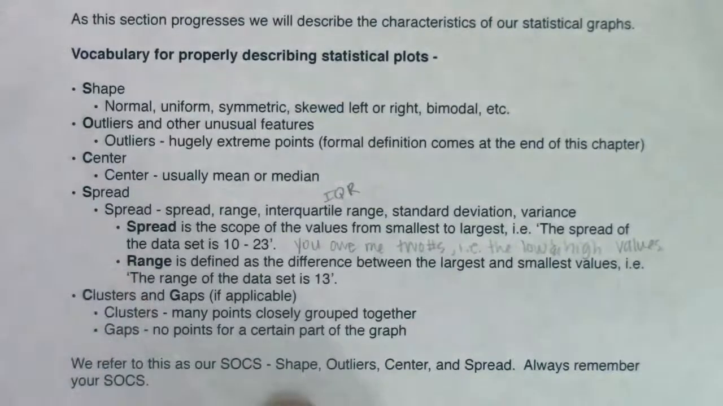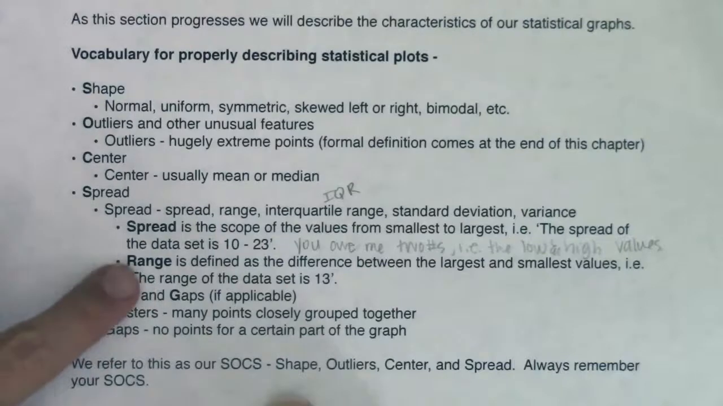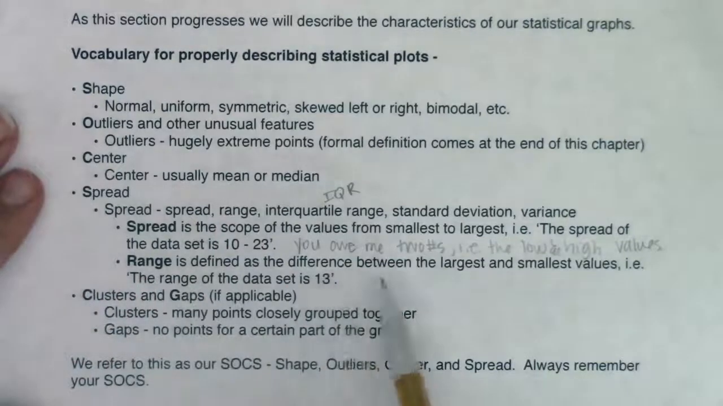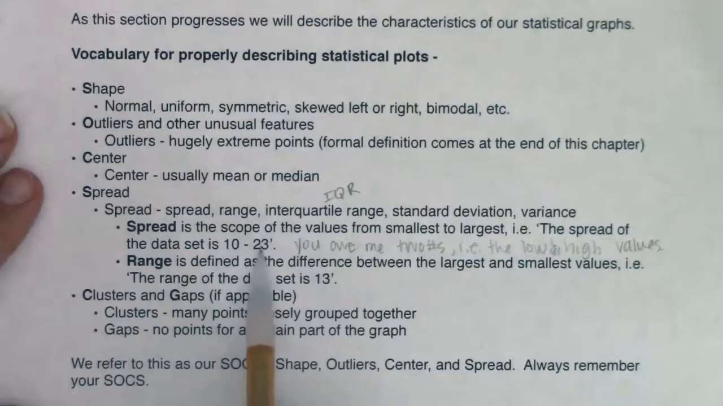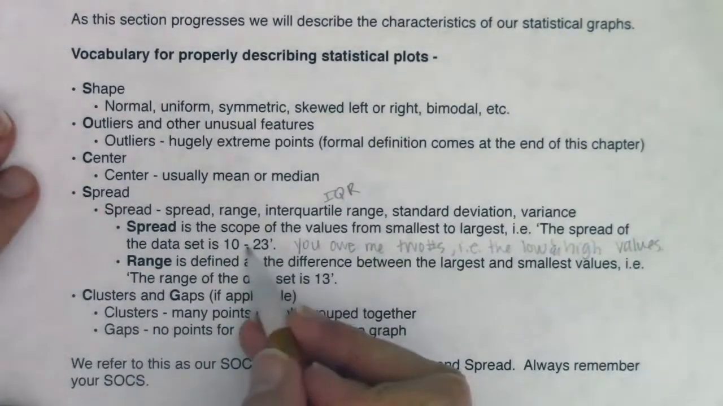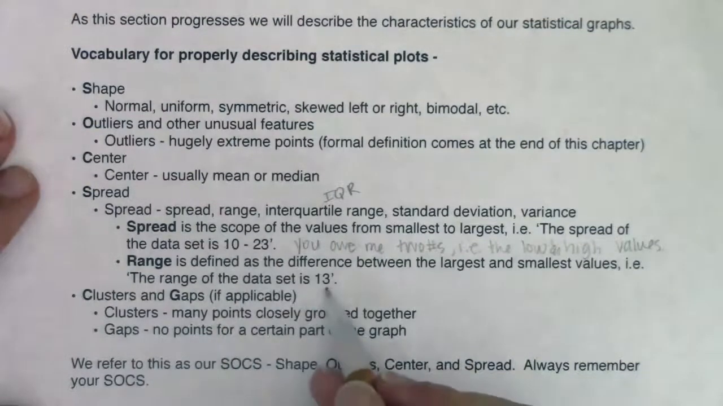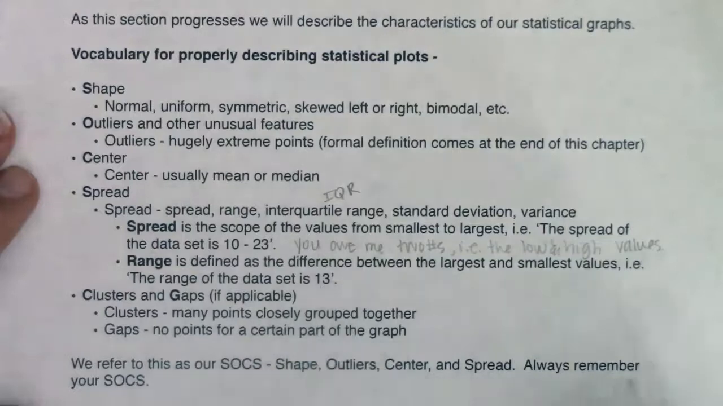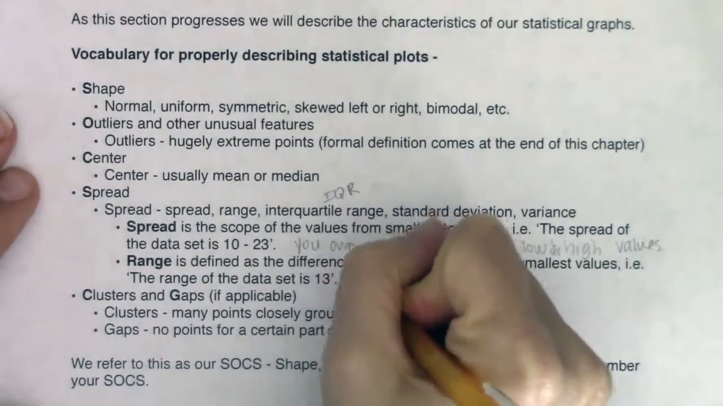The range is even easier. It's one number, so I only have to write one number down if I'm quoting the range. The range is defined as the difference between the largest and the smallest value. So if we were looking at this data set that had a spread from 10 to 23, if you take 23 and subtract 10, so high minus low, 23 minus 10 is 13. So the range is just 13. And if you're ever quoting me the range, you owe me one number.